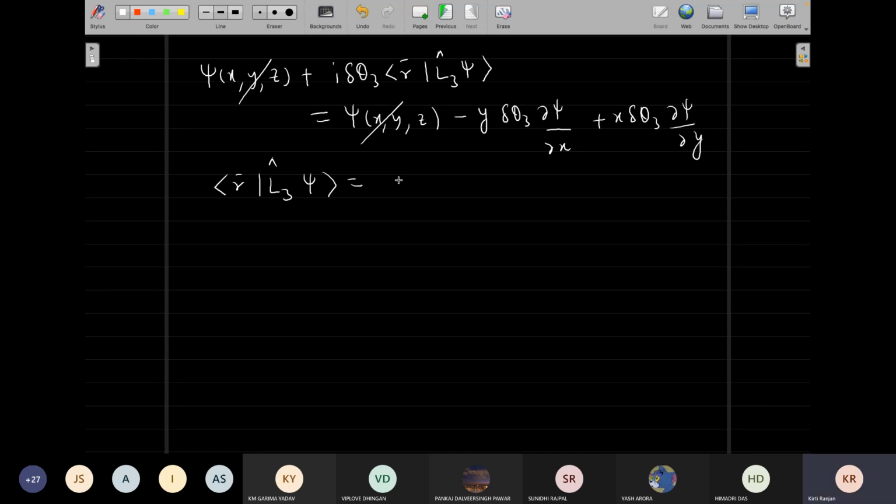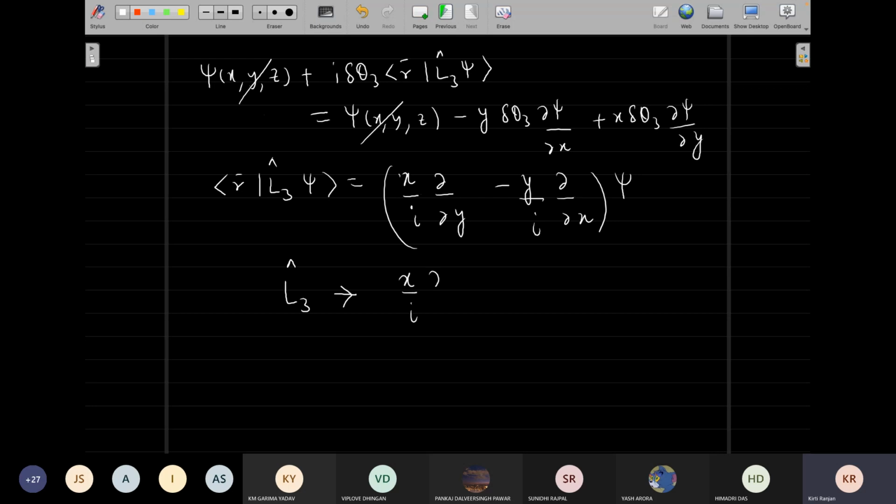Delta theta 3, both the sides will cancel, you will be left with x over i del over del y minus y over i del over del x times psi. This is the representation of L3: x over i del del y minus y over i del del x, which you will find is nothing but r cross 1 over i del, considering just the third component.